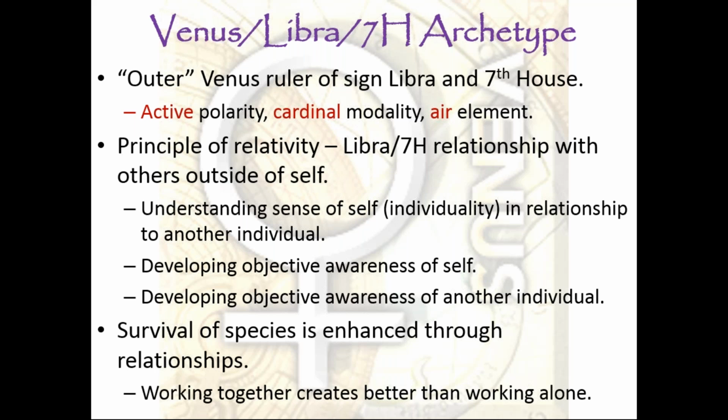Now, the outer Venus, again, rulership of Libra and the 7th house, is also the principle of relativity. Here, that relativity is a relationship with someone outside of ourself. Taurus second house relating inside with ourself and ultimately with universal source. Libra seventh house relating to others outside of us.